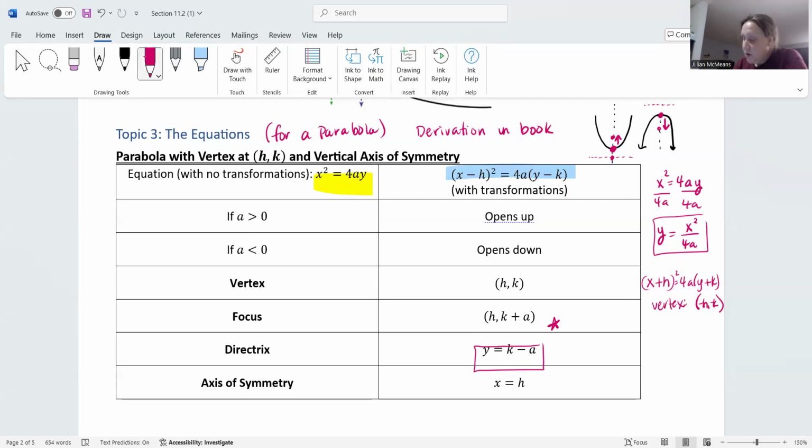And then the last thing that we're going to look at is the axis of symmetry. We're going to do this differently. The axis of symmetry is the x coordinate of the vertex. Now remember, this is when you have a vertical axis of symmetry, so you have a parabola that's opening up or down.